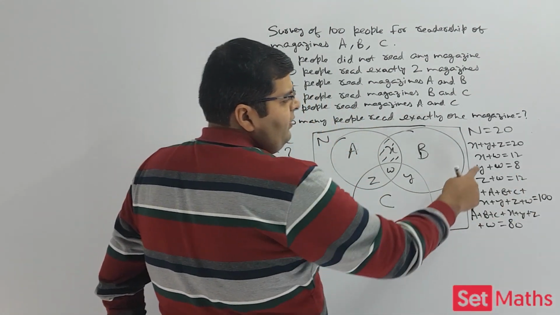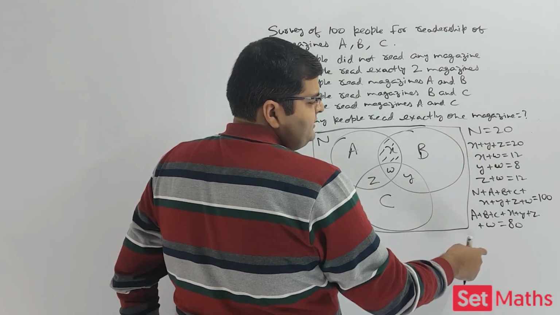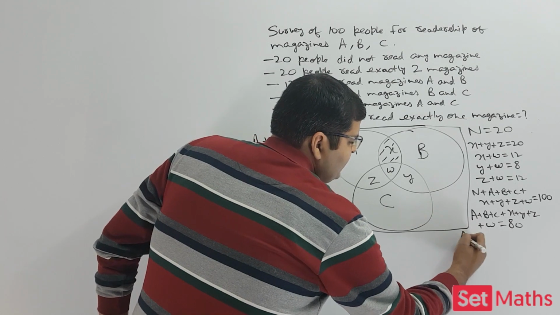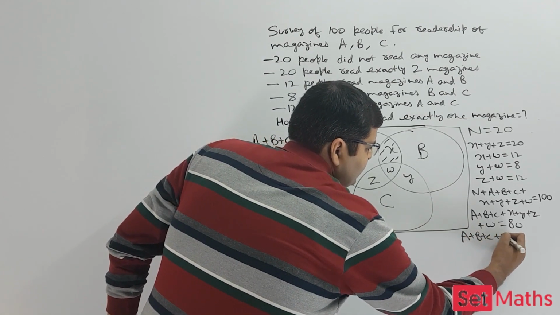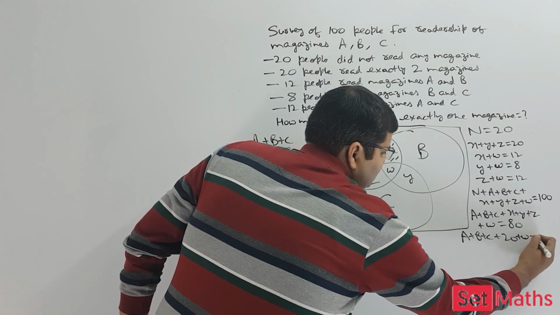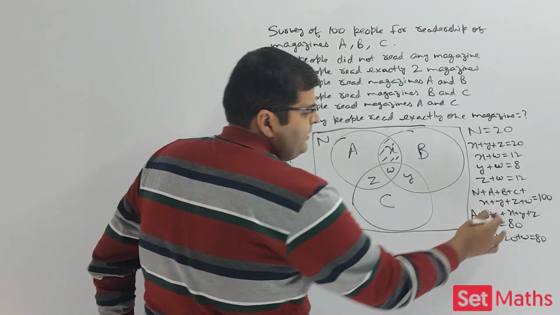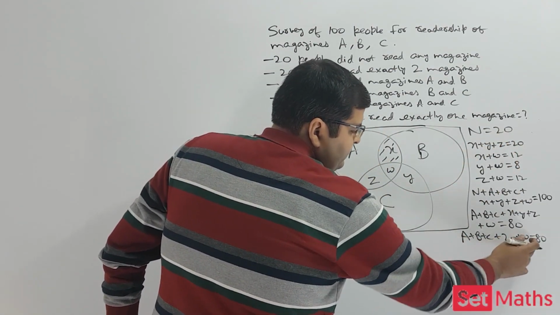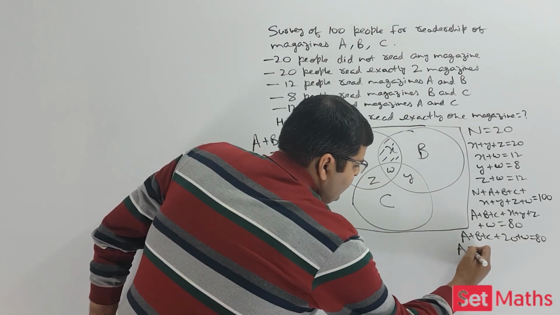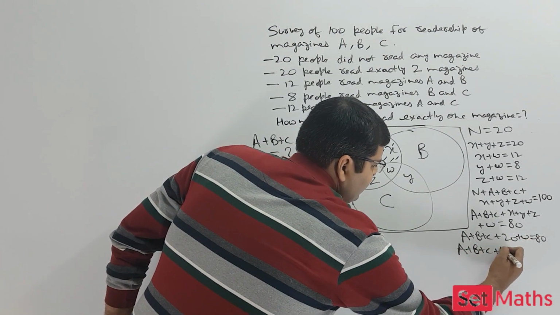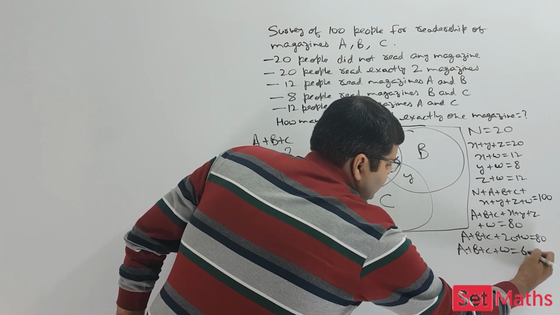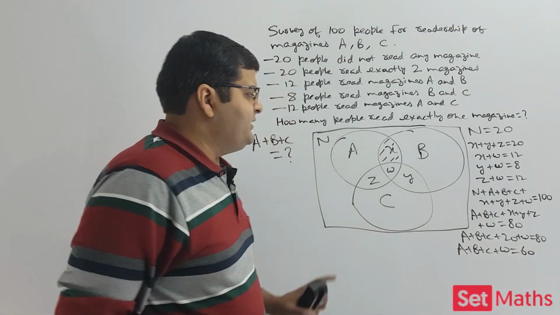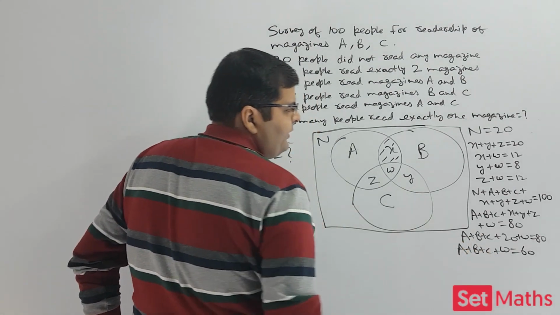Now I have X plus Y plus Z is 20. Putting that in, A plus B plus C plus 20 plus W is 80. So A plus B plus C plus W is 80 minus 20, which is 60. So I need to find the value of W here.